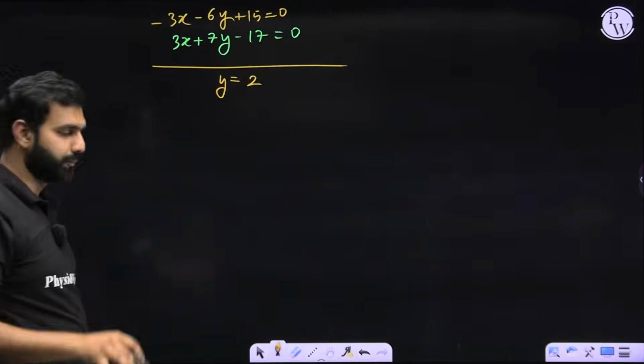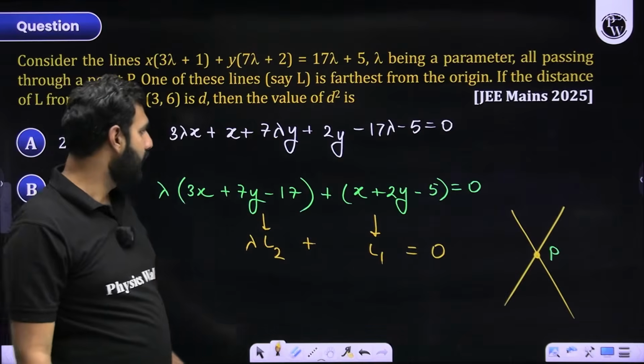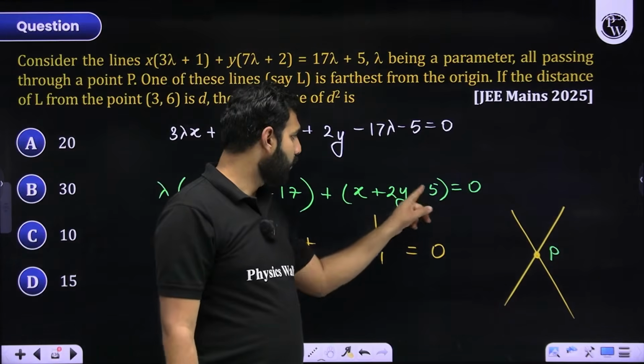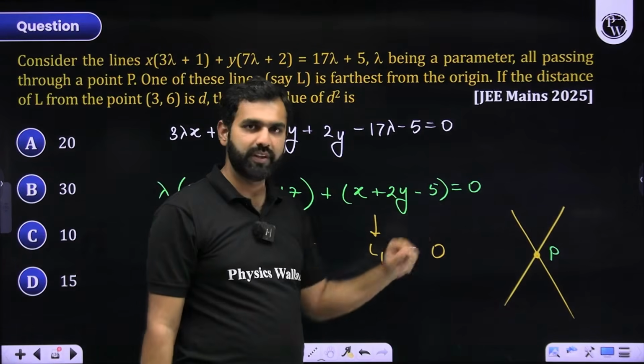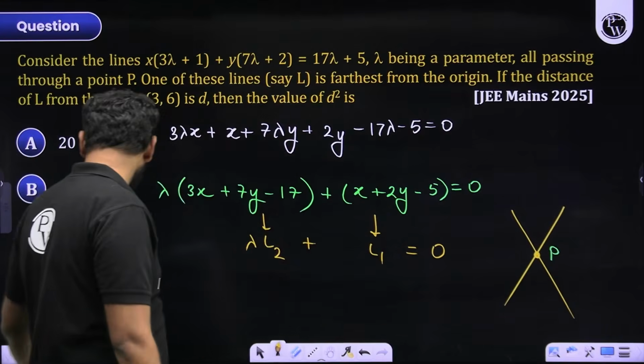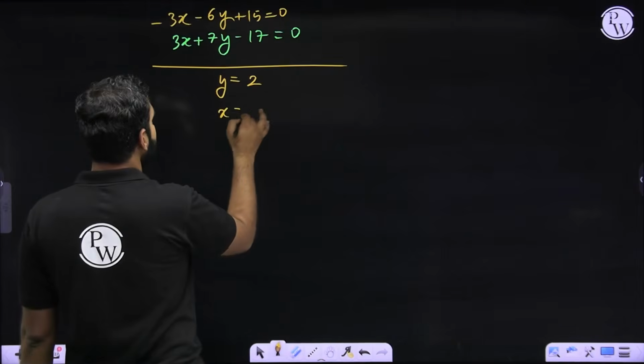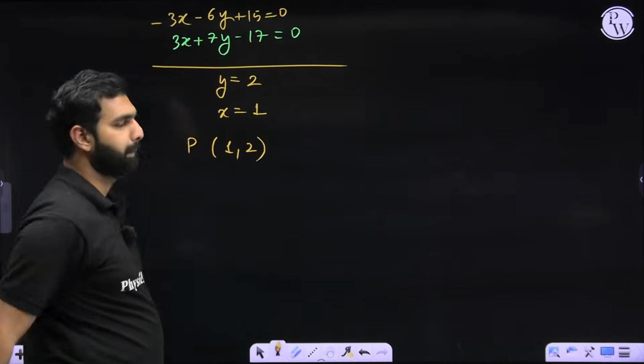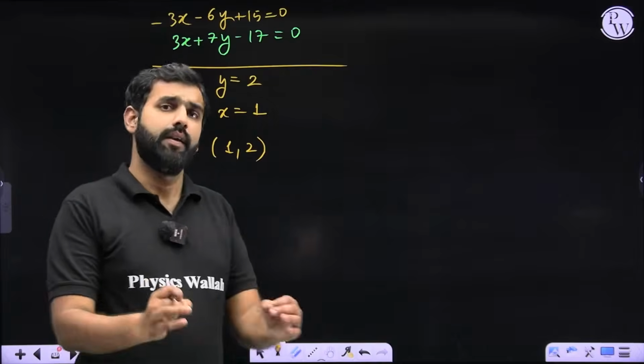So y is 2. So if y is 2, I'll replace y as 2 here. So 2 into 2, 4. 4 minus 5, minus 1. Minus 1 goes to the other side, plus 1. So x becomes plus 1. So when y is 2, x is 1. So 1, 2 is the coordinate of P. Did you get that part? Did you understand that part?